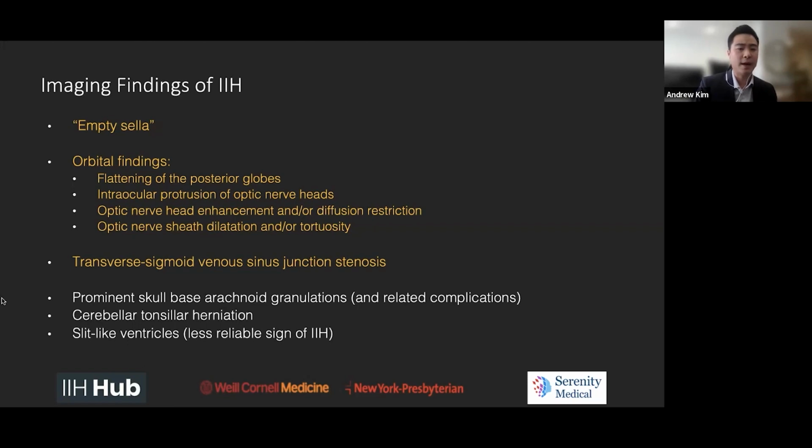And finally, we have these white colored findings that we'll also go through some of, but those are less common. They can definitely be seen. So things that you want to keep in mind when you're looking at imaging. Those are prominent skull-base arachnoid granulations, and they have certain related complications that we'll go through. Cerebellar tonsillar herniation, as well as slit-like ventricles, which are a somewhat less reliable sign of IIH, but something you can sometimes see, specifically slit-like lateral ventricles.